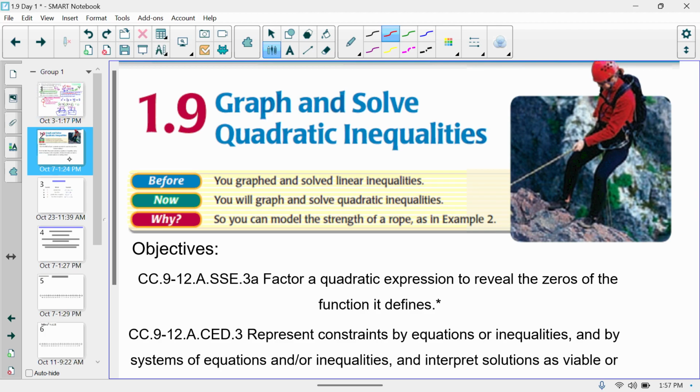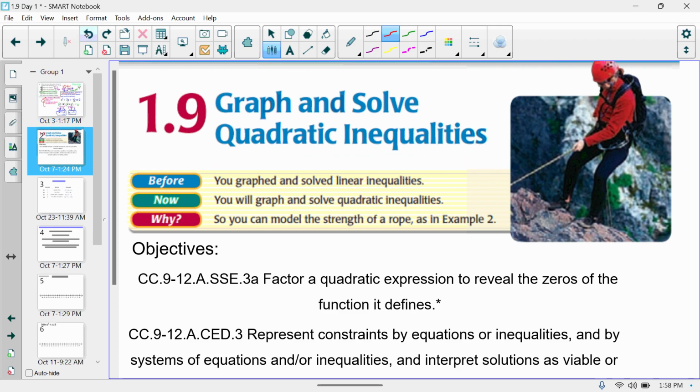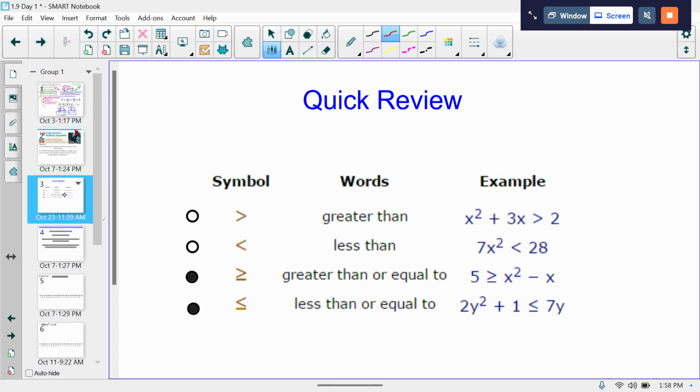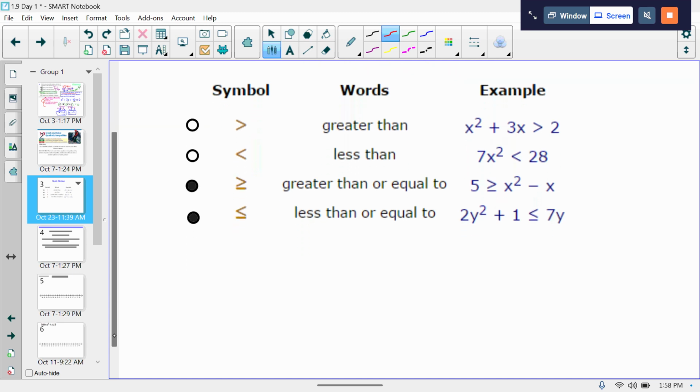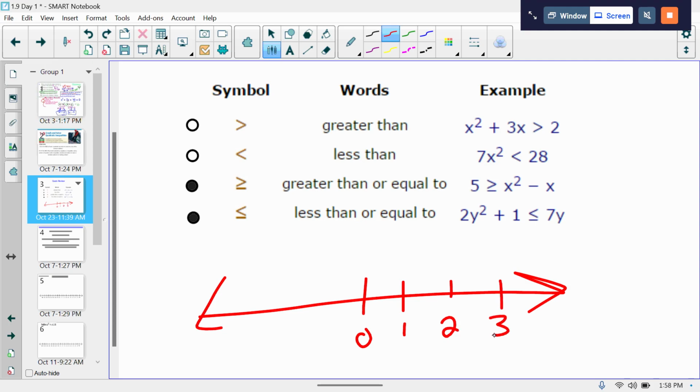Today, 1.9, we're going to spend 2 days on this. Today, we're going to be graphing quadratic inequalities kind of one-dimensionally, like we're going to be looking at the number line. So a couple of quick review things before we get into that. I'm going to draw a quick number line just because there's a couple of things that you need to remember from Algebra 1 here.